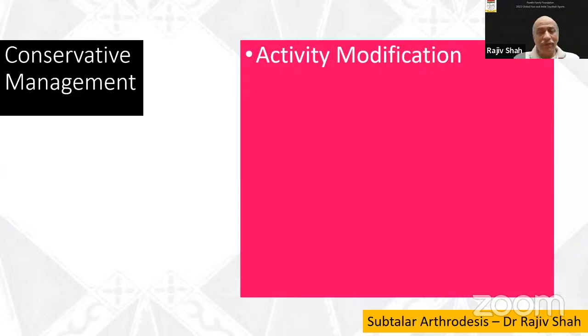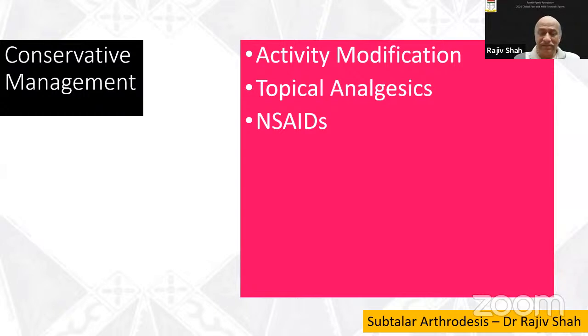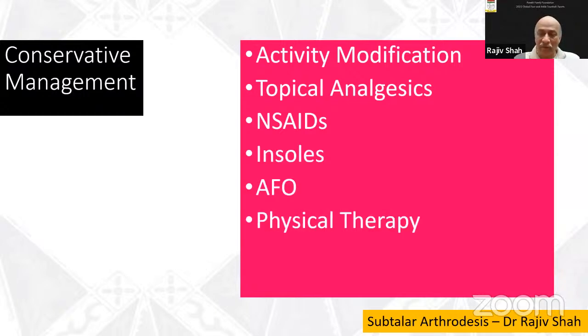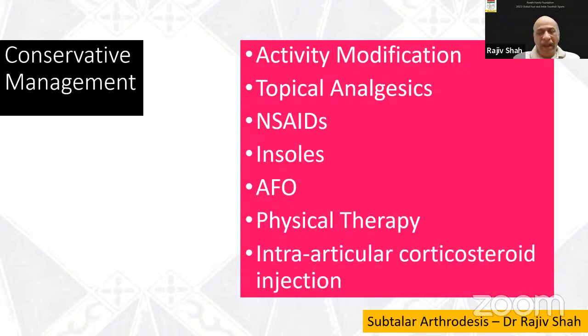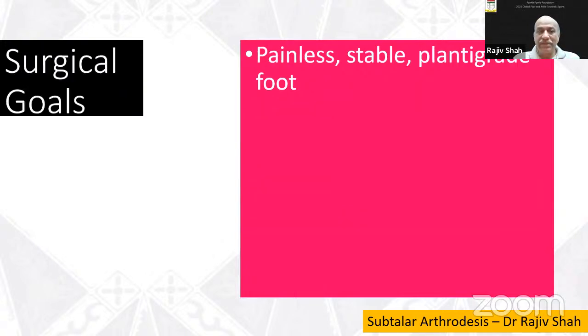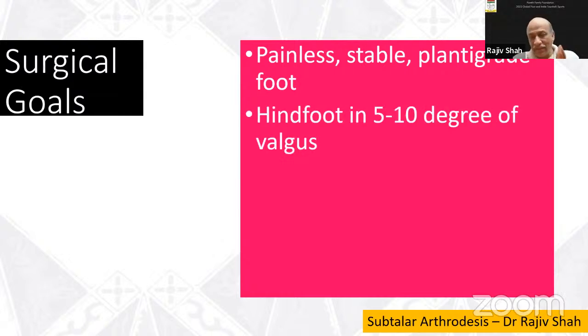Conservative management would be in the form of activity modification, weight reduction, some kind of bracings, analgesics, NSAIDs, insoles, ankle foot orthosis, physiotherapy, and very rarely intra-articular corticosteroid injections to postpone the surgical intervention. Essentially, the patient ends up in surgery, and surgery is in the form of arthrodesis of the subtalar joint. Your goal for the surgery is a painless, stable plantigrade foot with hindfoot in 5 to 10 degrees of valgus.